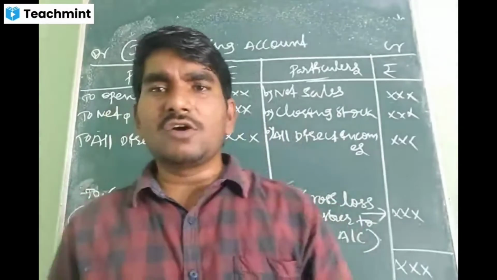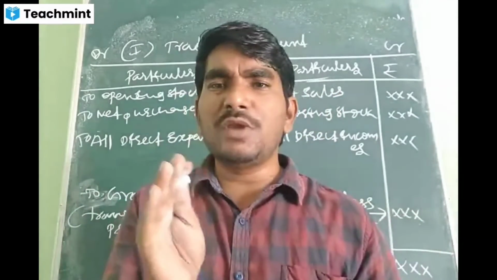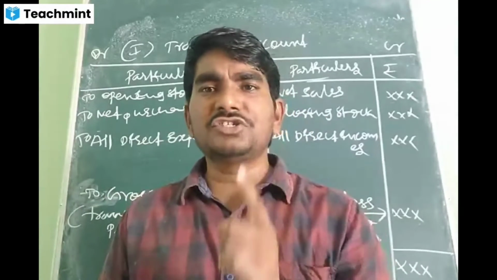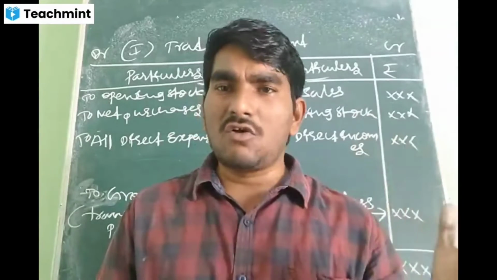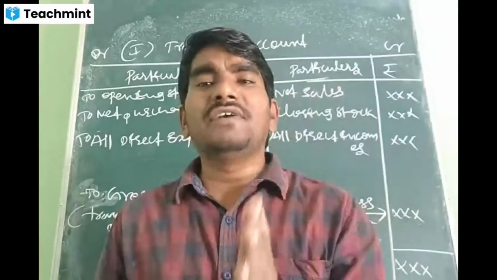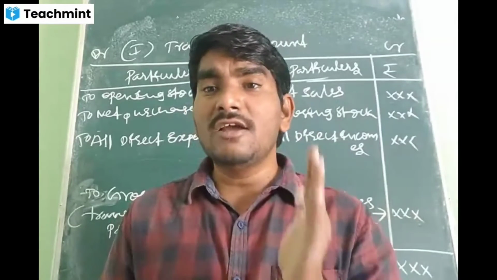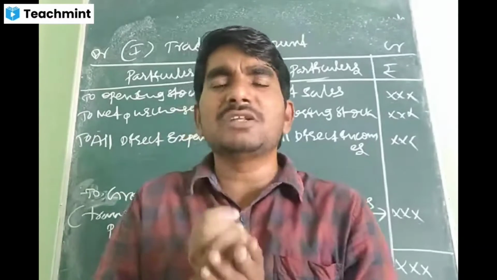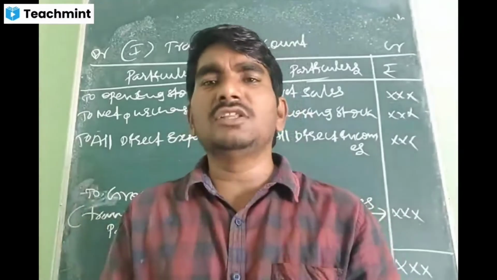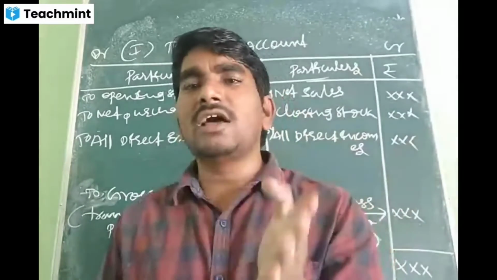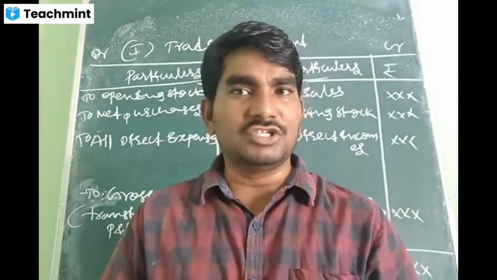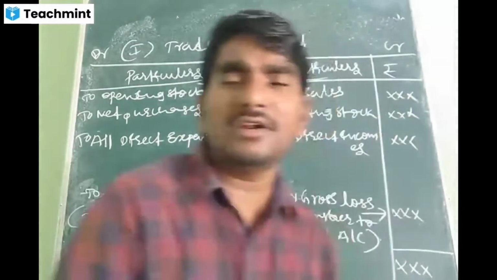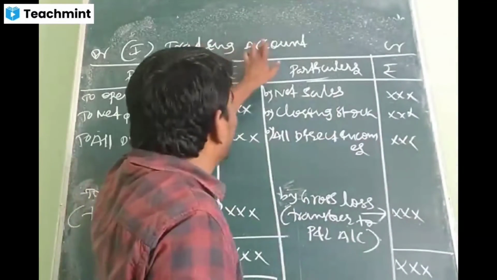The final accounts consist of three kinds of financial statements. The first statement is the trading account, the second is the profit and loss account, and the third is the balance sheet. After preparation of these three statements, the final accounts of the business organization are completed. Among them, the first statement is the trading account.